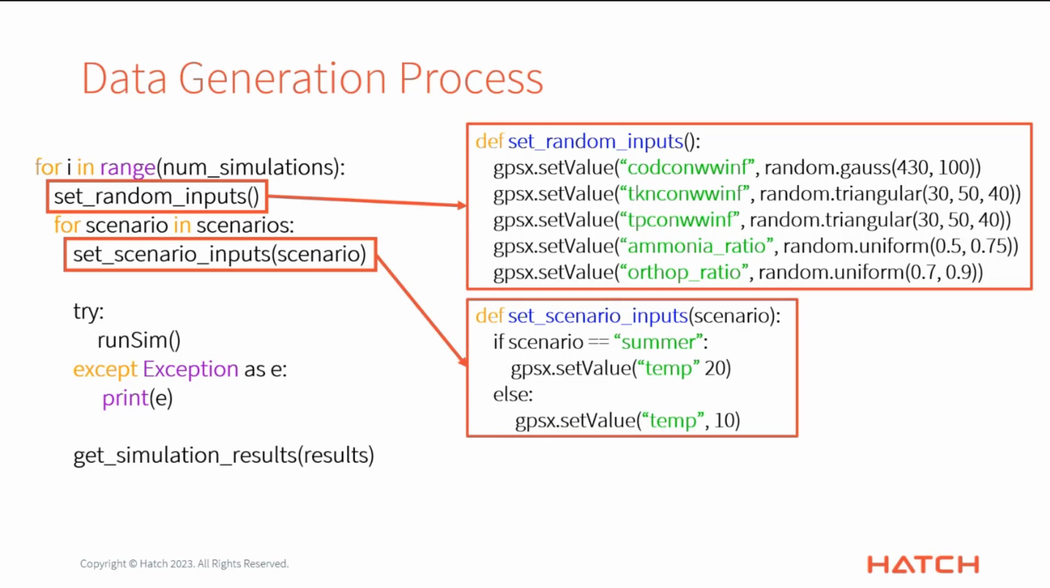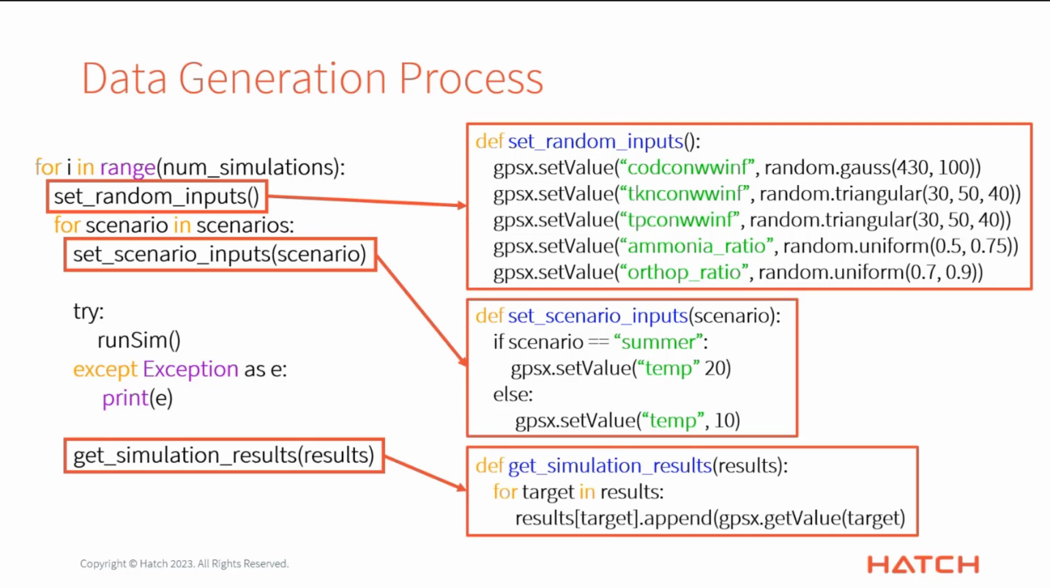So if we're running the summer scenario, we'll set our influent temperature to 20, or if we're running the winter scenario, we'll set our liquid temperature to 10. Once we have all our inputs set, then we'll run our simulation using the run sim function. And then after that, we can use Python to actually collect all of the results of our simulation.